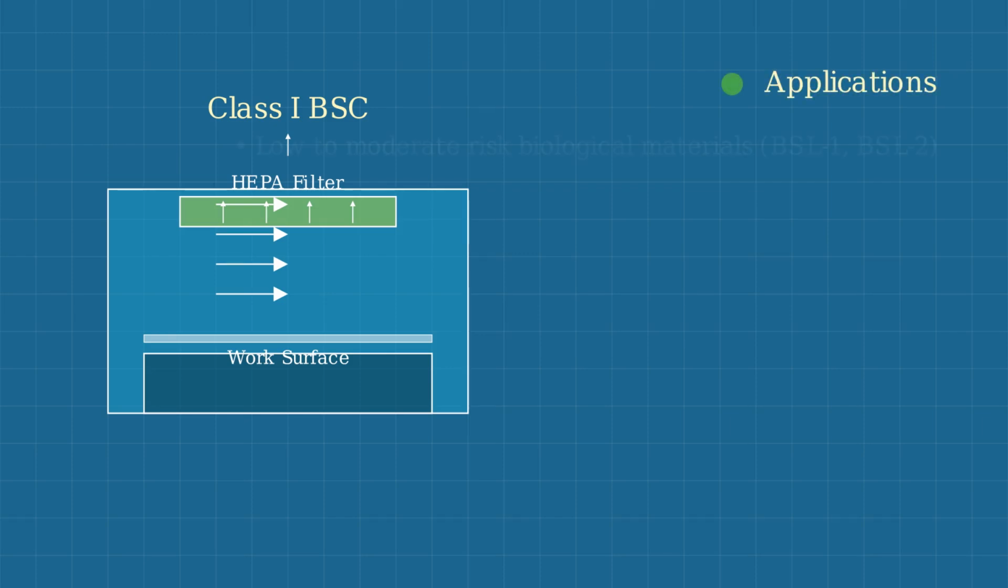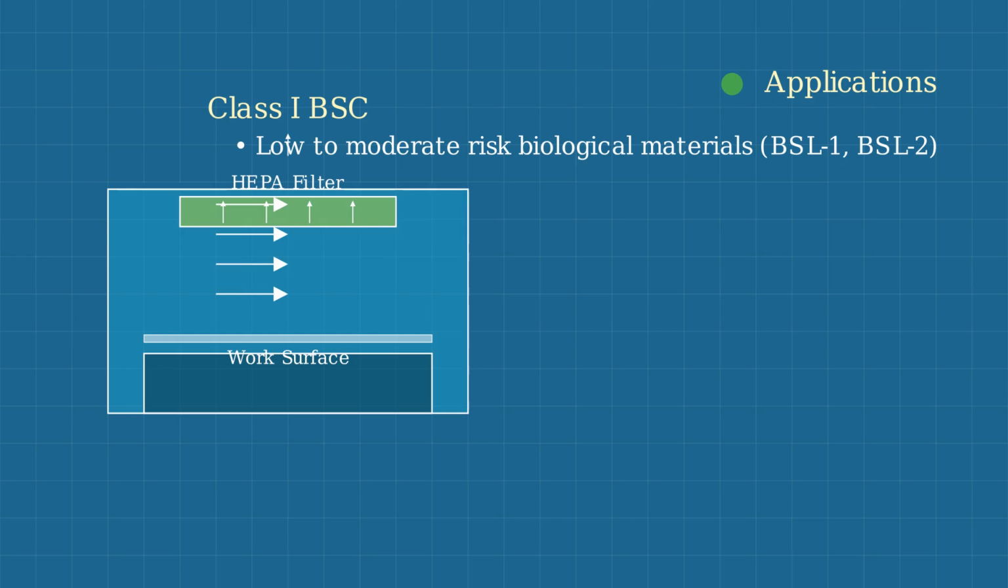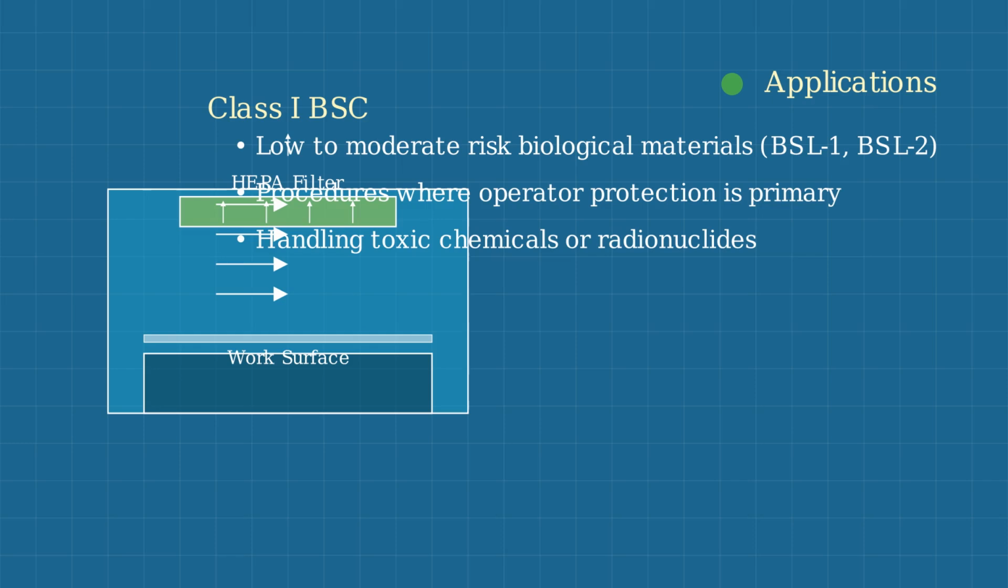Class 1 BSCs are suitable for work with low to moderate risk biological materials, typically at biosafety levels 1 and 2. They are ideal for procedures where operator protection is the primary concern, as they provide a high level of personnel protection. Class 1 cabinets are also appropriate for handling toxic chemicals or radionuclides alongside biological materials. Common applications include basic microbiological procedures and sample preparations where sterility is not critical.